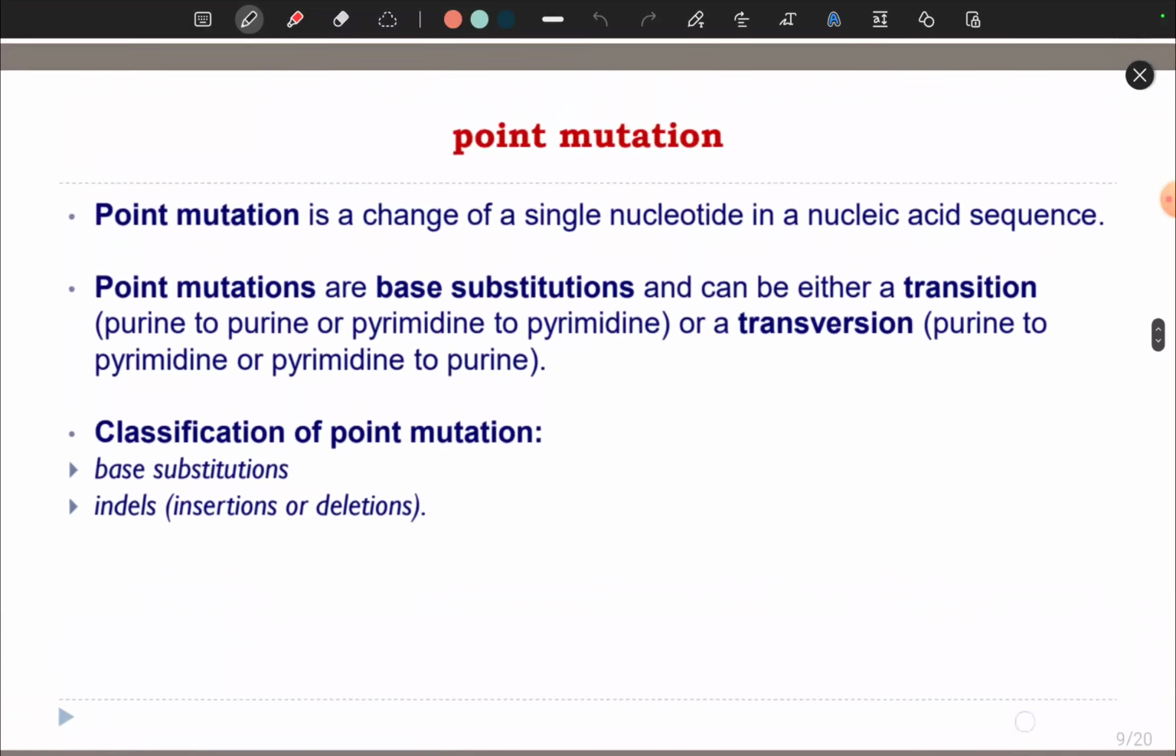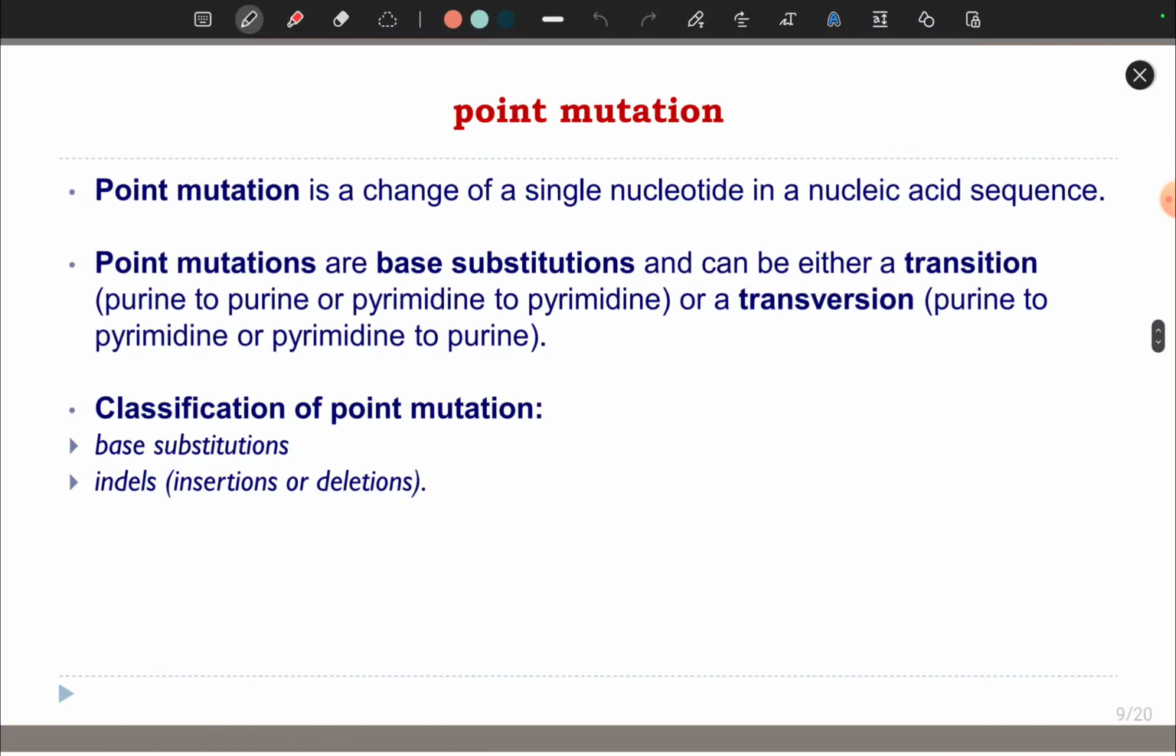Point mutation basically is considered to be either transition or transversion. Transition, purine to purine or pyrimidine to pyrimidine. So within the same group, either two rings or one ring. Remember the 4 bases of DNA: adenine, thymine, guanine, cytosine. I'll explain that in a minute. Just bear with me. Point mutations are either base substitution or insertion and deletion. So you have those two types.